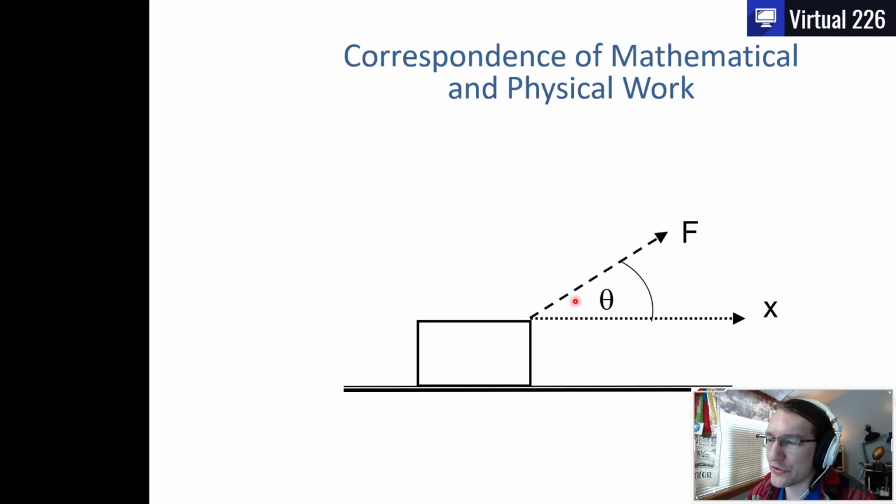Now, where did that cosine theta just magically come from? Well, here's a box, and it's being pulled with some rope at some angle.